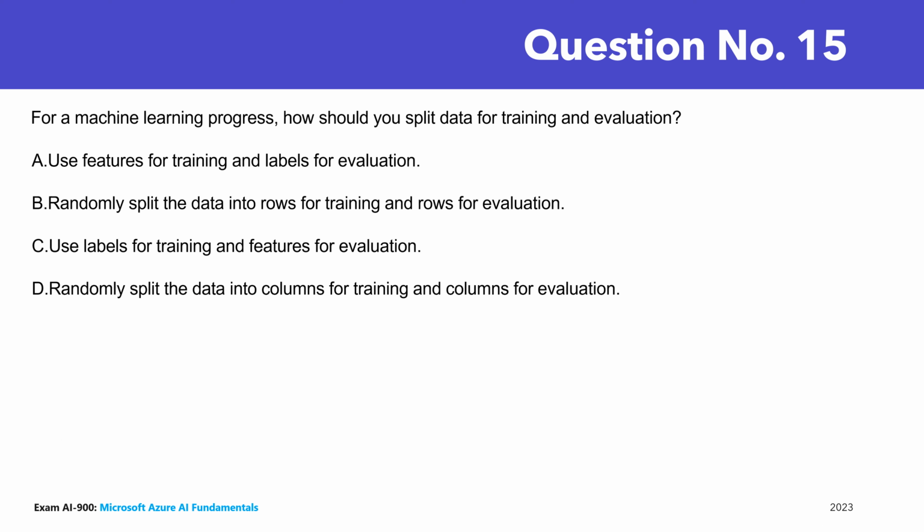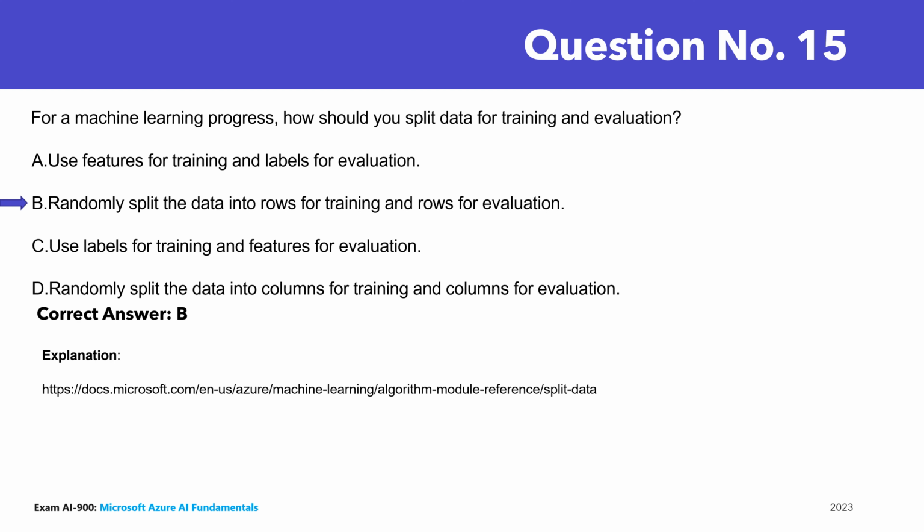For a machine learning process, how should you split data for training and evaluation? A. Use features for training and labels for evaluation. B. Randomly split the data into rows for training and rows for evaluation. C. Use labels for training and features for evaluation. D. Randomly split the data into columns for training and columns for evaluation. Correct answer, B.